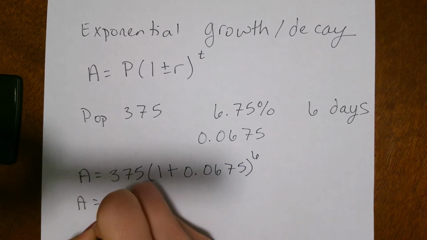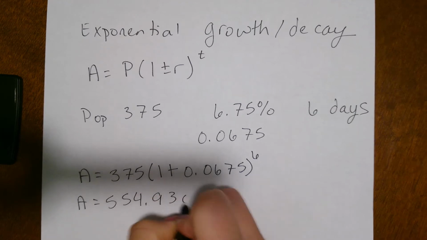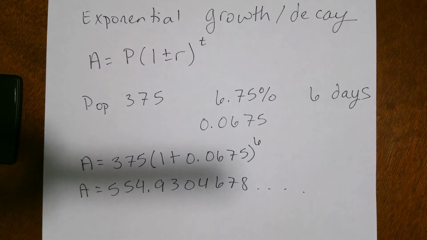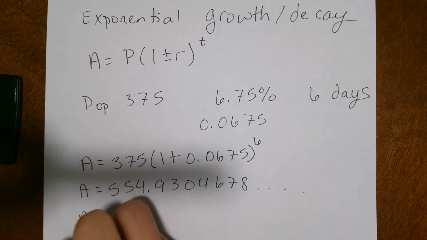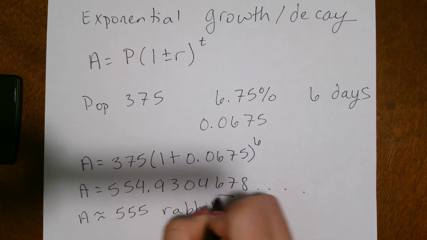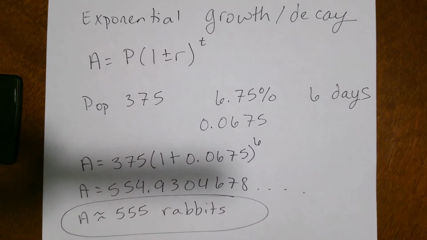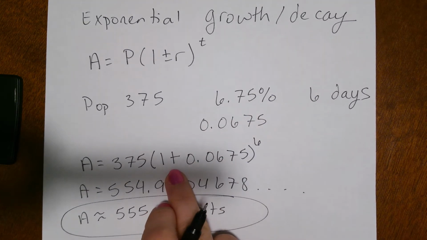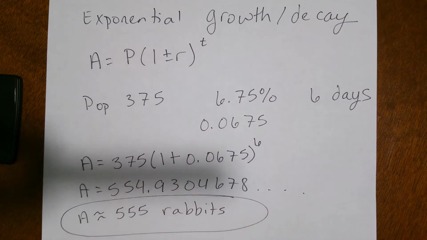And I get A is equal to 554.930467 something. Be mindful of what the problem is asking you for. This is talking about bunny rabbits, so most likely the problem is going to say rounded to the nearest bunny rabbit. So this would be approximately 555 rabbits. And of course, if this population was dying off and it was decreasing at a rate of 6.75%, then we would have done 1 minus 0.0675. So just be mindful of that.